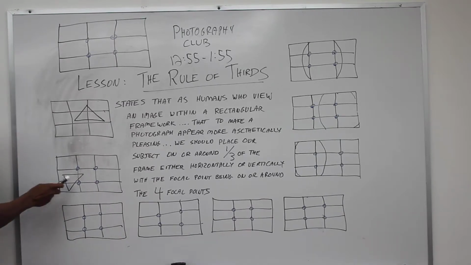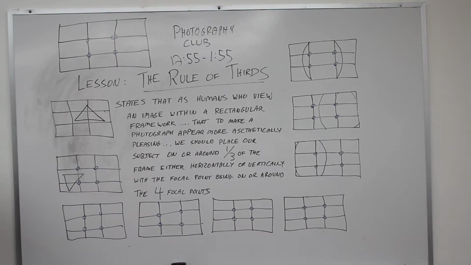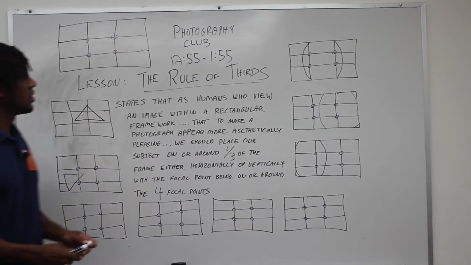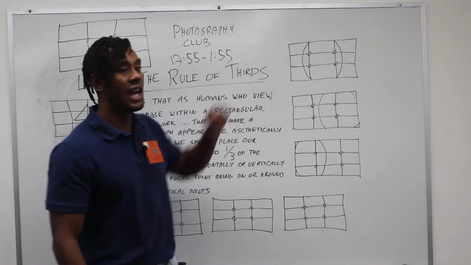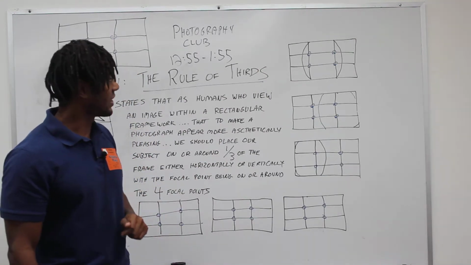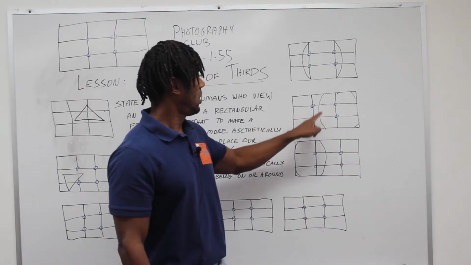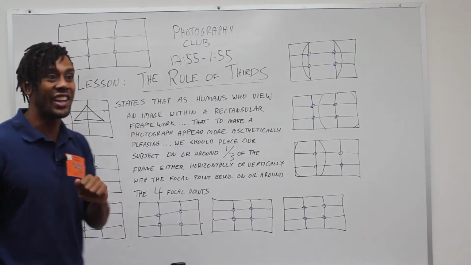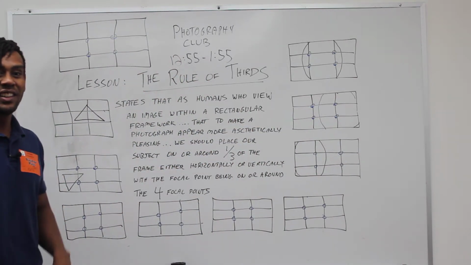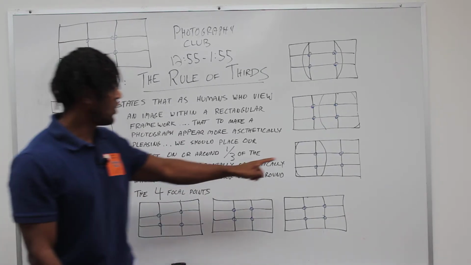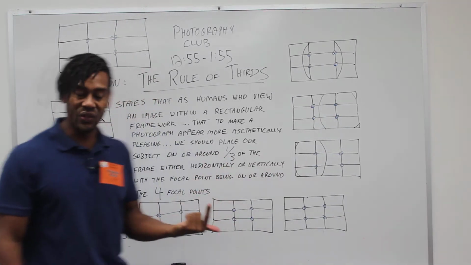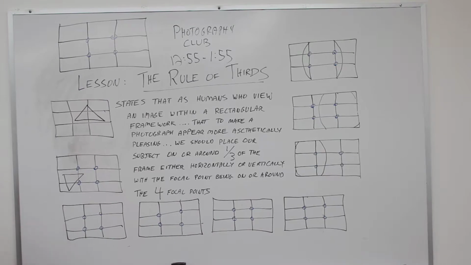How about this? Is this rule of thirds? No. Okay, how about over here? Is that rule of thirds? Yes. How about over here? Yes. Who said yes? Very good. How about right over here? Yes. Very, very good. Okay, I'm going to give you a quiz.